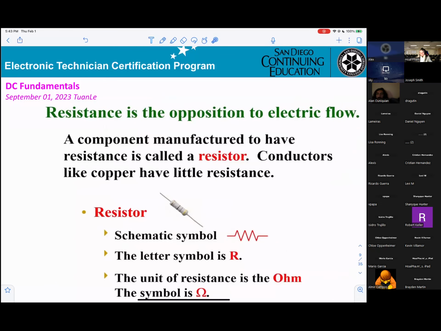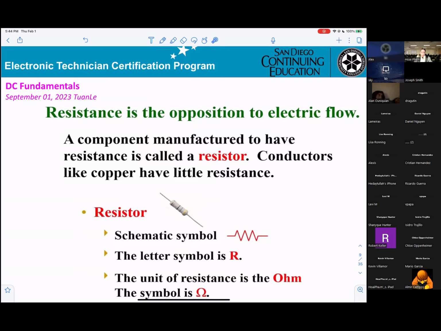Now they're talking about resistance. Resistance is opposition to electric flow. A component manufactured to have a resistance is called a resistor. Conductors like copper have little resistance. So basically resistance will be opposite to the current flowing.